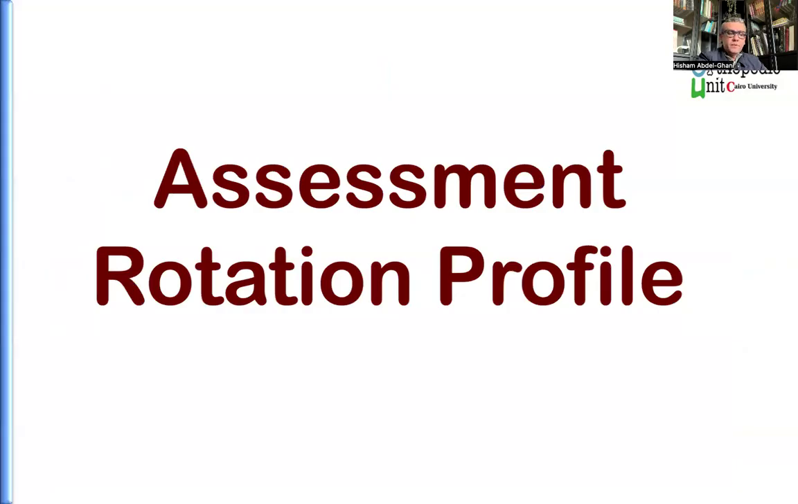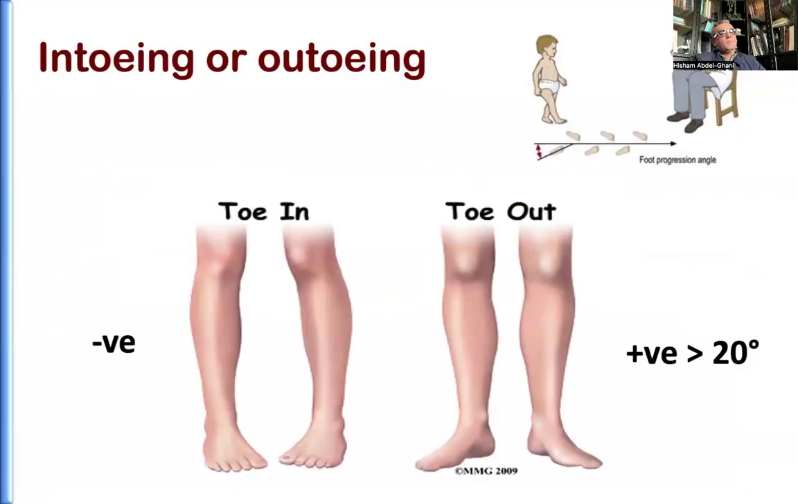How to assess rotation profile? If the child is walking with the foot looking inwards, this means that the foot progression angle is negative, less than 0 degrees. But if the child is walking with external rotation to the line of progression of gait, in this case, it is out-toeing. Out-toeing, if it is within 20 degrees, is normal. If it is more than 20 degrees, it is abnormal external rotation or out-toeing. But any degree of internal rotation, or less than 0 degrees, is intoeing, which we will see is either physiological or abnormal.